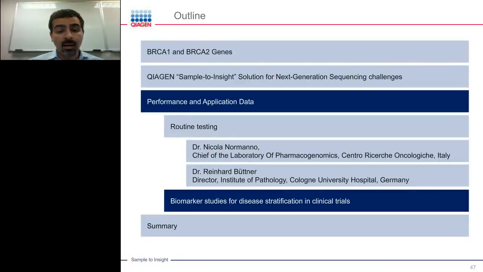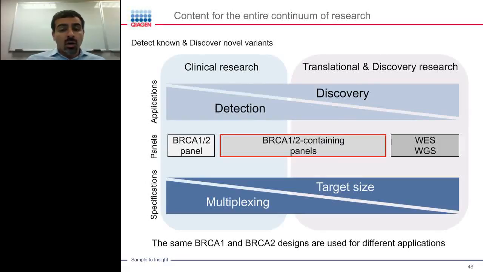So the last example that I want to go through is how you could use the BRCA1, BRCA2 gene designs for your biomarker studies, specifically for disease stratification in clinical trials. So again, this is an example of how you can use the BRCA1, BRCA2 gene designs for translational research.